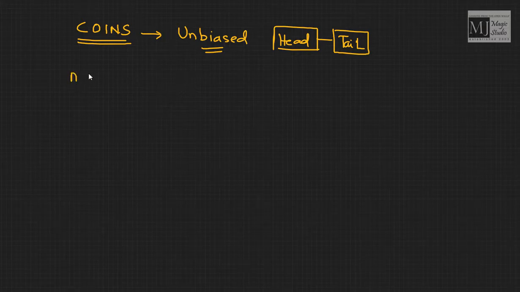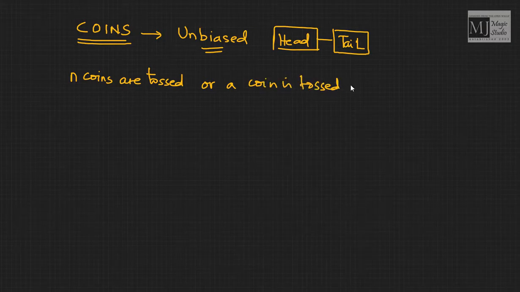Suppose n coins are tossed, or a coin is tossed n times. दोनों ही केस में total number of cases would be same. Either I am tossing n coins at a time or a coin is tossed n times. क्या होंगे वो cases? 2 to the power n.